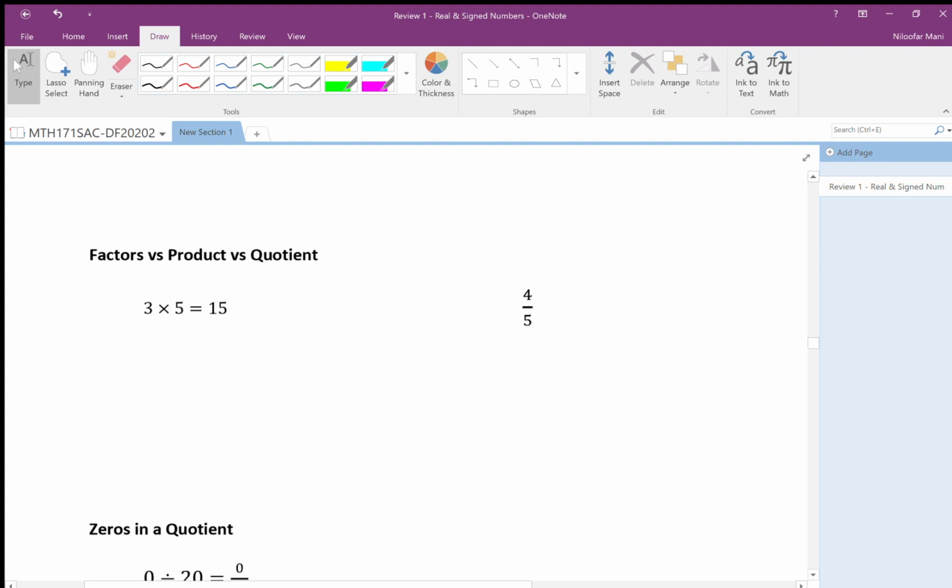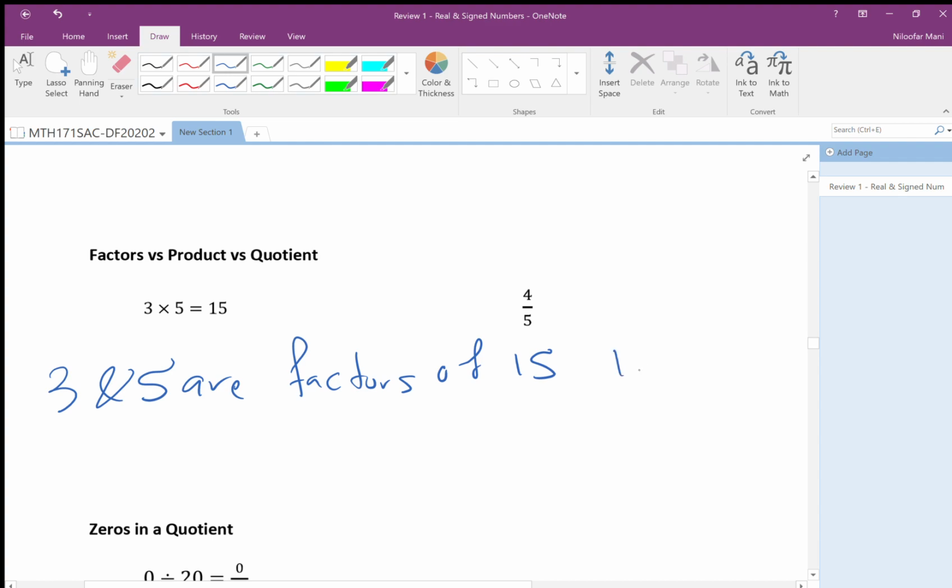Factors versus product versus quotient. Okay, 3 and 5 are factors of 15, because when I break 15, I can break it to two numbers. They are factors. So here I can say 3 and 5 are factors of 15, because 3 multiplied by 5 gives 15. Product means multiplication, and quotient is the result. Quotient doesn't mean division. No, quotient is the result.